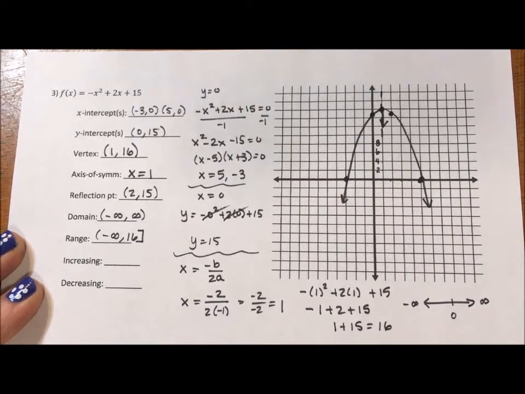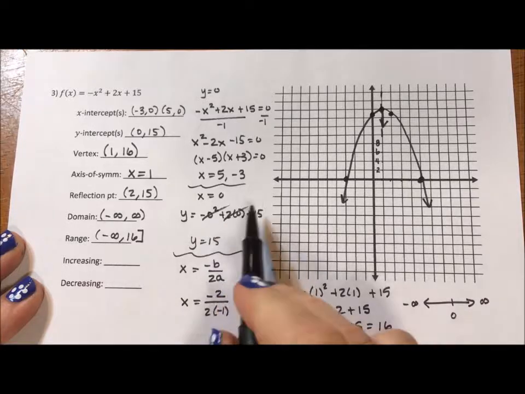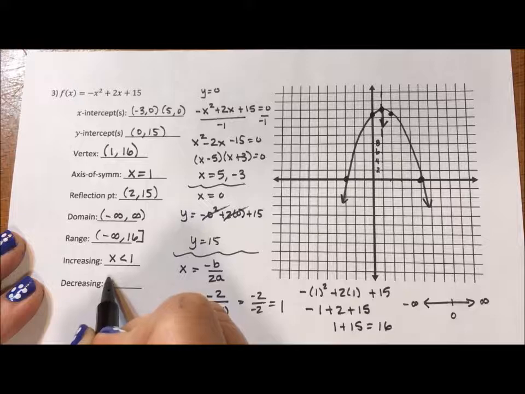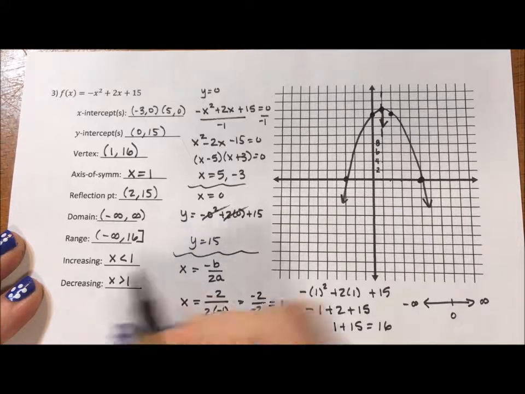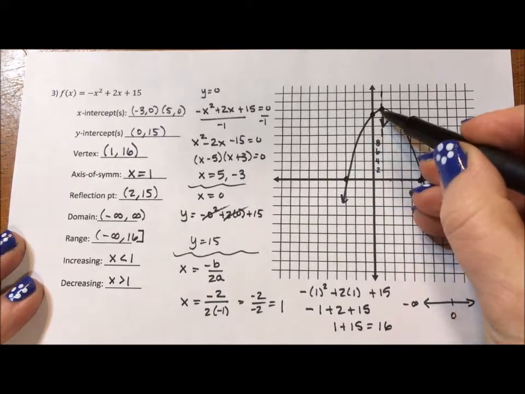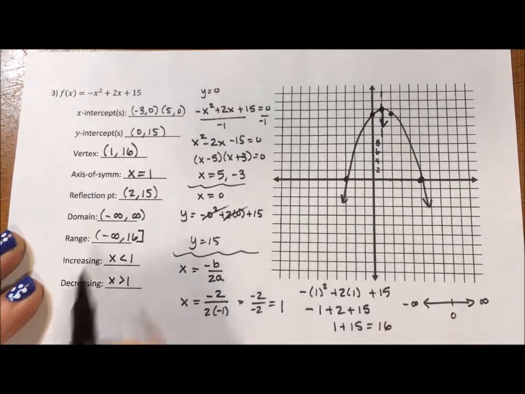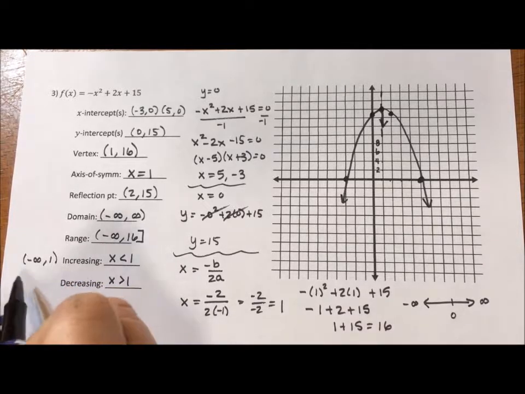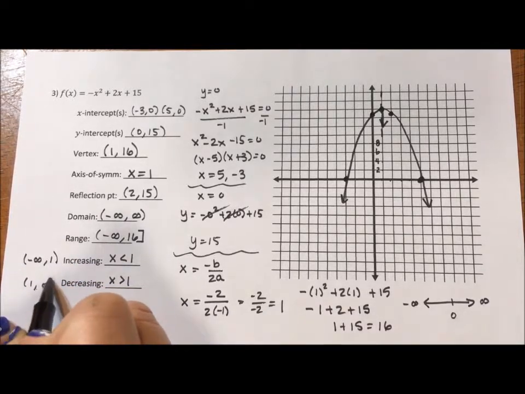As I read my graph, reading left to right, I increase when x is less than 1, and I decrease when x is greater than 1. I increase here, and I decrease here. We could do interval notation for those. It doesn't really matter. Sometimes it's easier to understand when you think -infinity to 1. You really see what's going on, 1 to positive infinity.